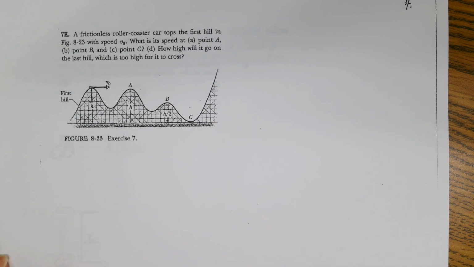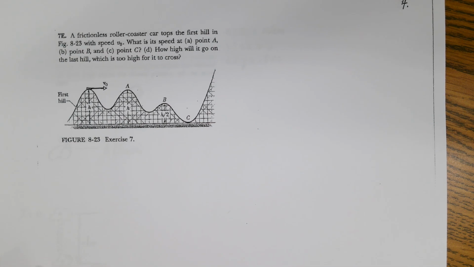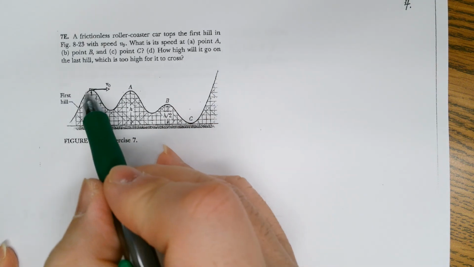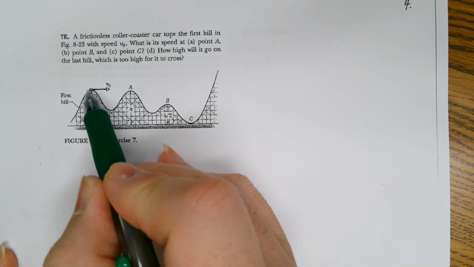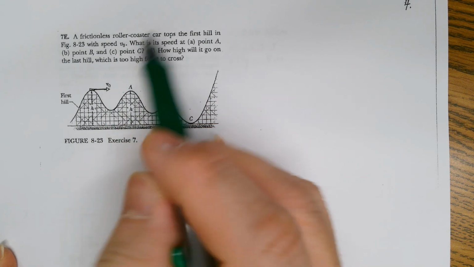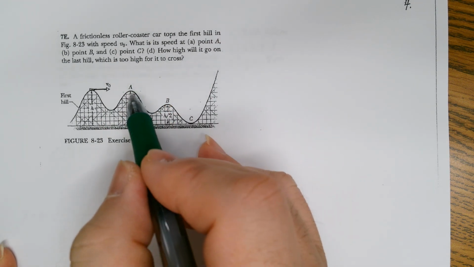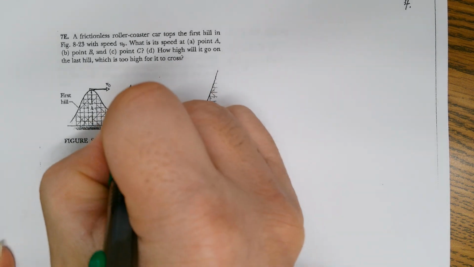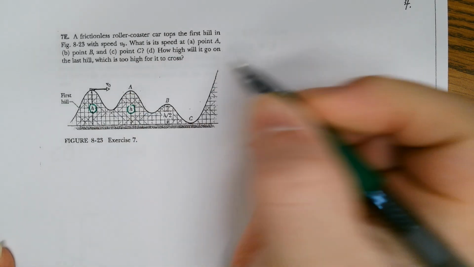So let's take a look at number 7. All right, frictionless roller coaster. So we have this frictionless roller coaster cart at the top of the first hill with a speed v naught. What is the speed at point A? Now the h and h, they're the same heights.